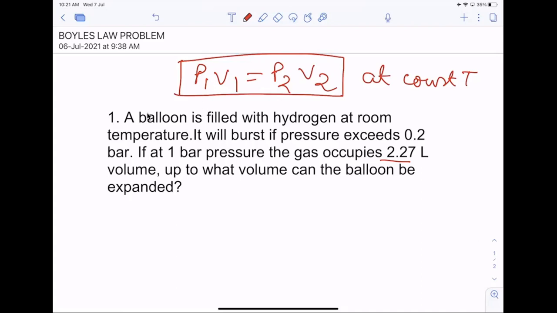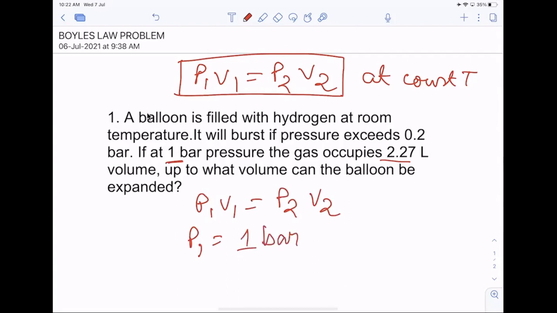So what is the formula for Boyle's law? P1 V1 equals P2 V2. So first we have to write down the formula, that is P1 V1 equals P2 V2. Okay, so what is P1? That is pressure 1. Pressure 1 is 1 bar. What is volume? 2.27 liter.